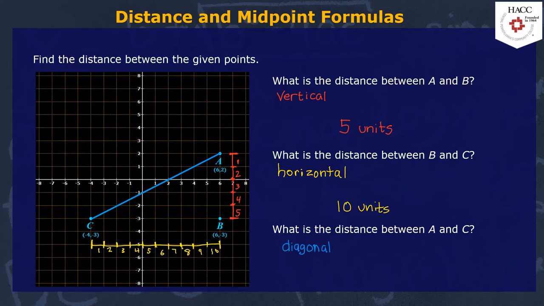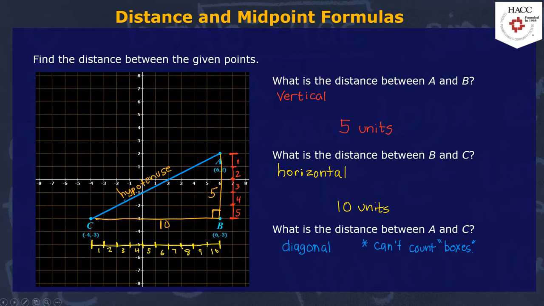Well, if I look at this carefully, I can't count the boxes, but I can look at the x-coordinate portion and the y-coordinate portion, because the x-coordinate portions are giving me a horizontal distance, and the y-coordinate portions are giving me a vertical distance. I'm basically forming a right triangle here, where the hypotenuse is the distance I'm actually looking for, with these two legs being 10 and 5 units.